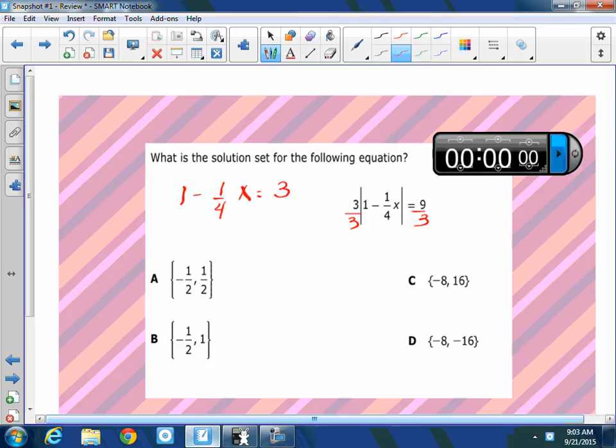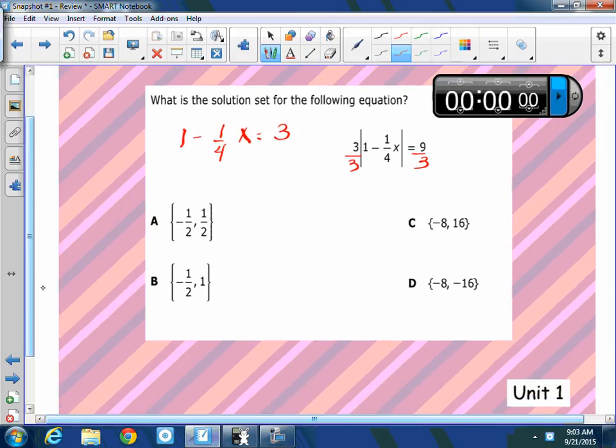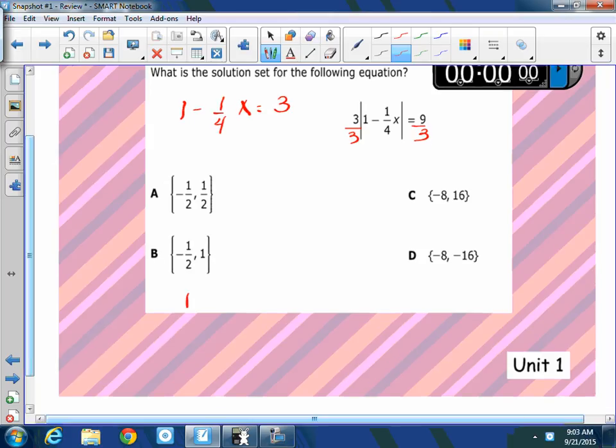Okay, so the first step, divide by 3. And then that gives you 1 minus 1/4 x equals 3. Now you're going to have to do it with a positive 3 and a negative 3 because absolute value is both positive and negative because it's the distance between that number and 0. All right, so this would be 1 minus 1/4 x equals 3. 1 minus 1/4 x equals negative 3.